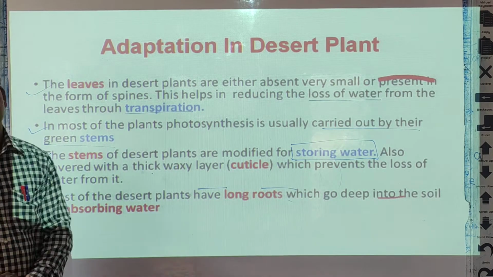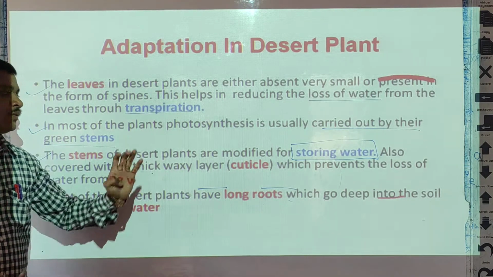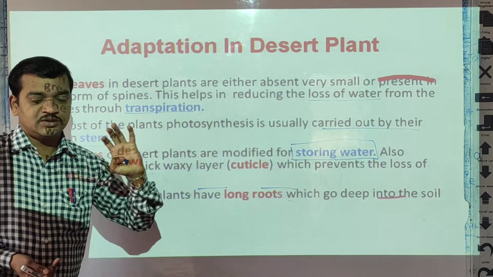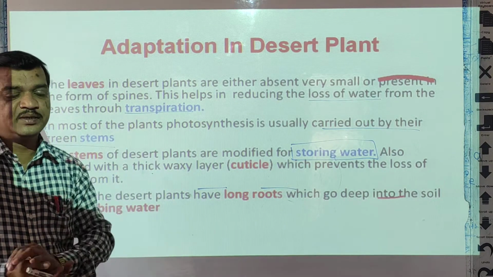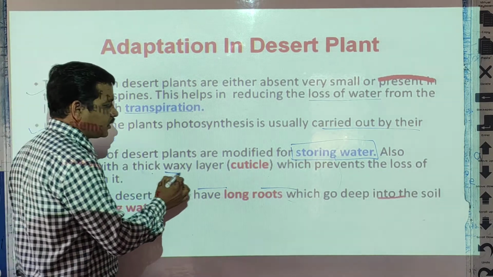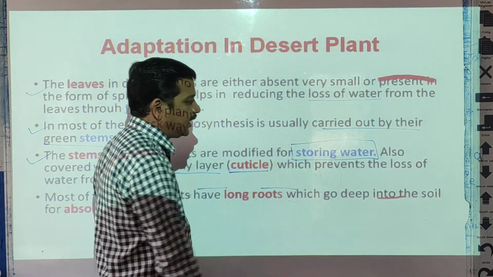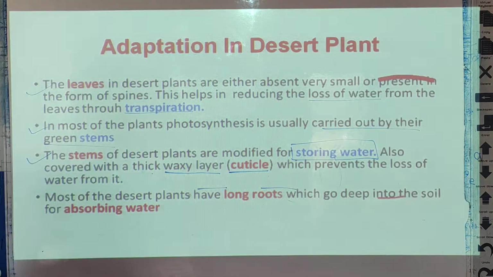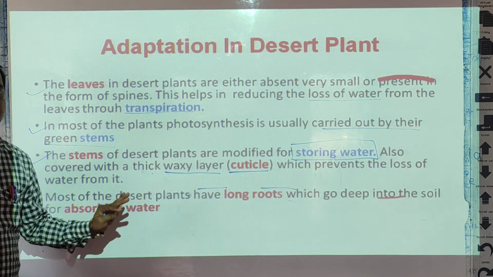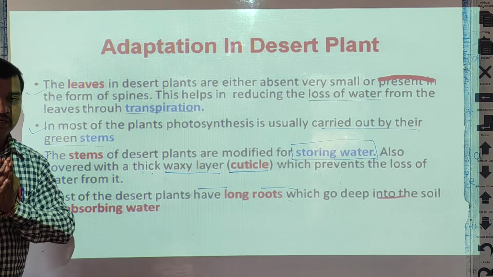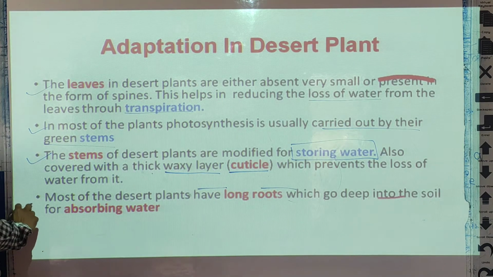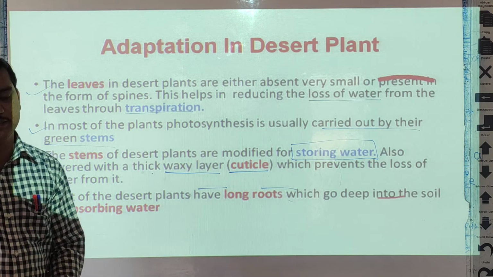The stems of desert plants are modified for storing water, and these stems are covered with a wax layer called a cuticle. This cuticle prevents the loss of water from it. This way the stem stores water in it for a long time.